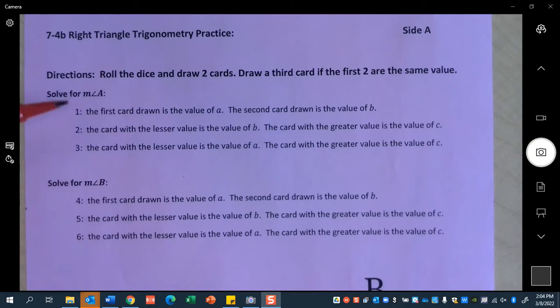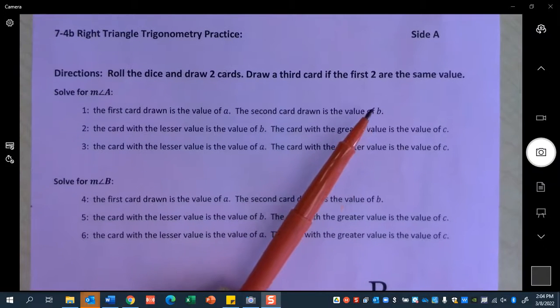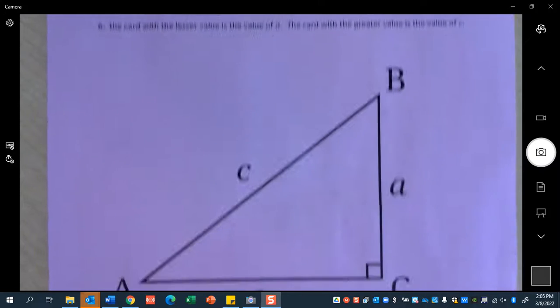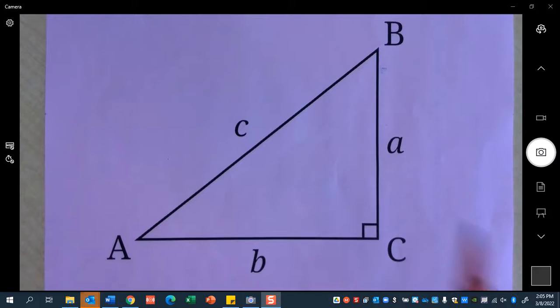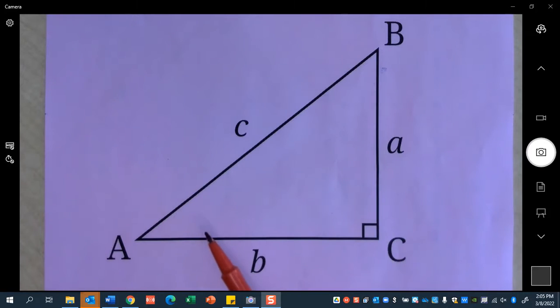Your first card drawn is A. Second card drawn is B. Why do you think we had to say the card with the greater value is C in 2 and 3 and 5 and 6? How come? Use the hypothesis. Check out your triangle. C is your hypotenuse and has to be the biggest value. So whether you're solving for theta being B, or theta being A depends on your dice roll. On side A, you are solving for theta.